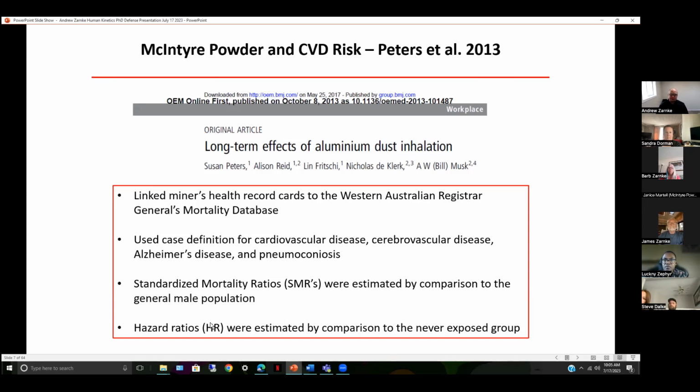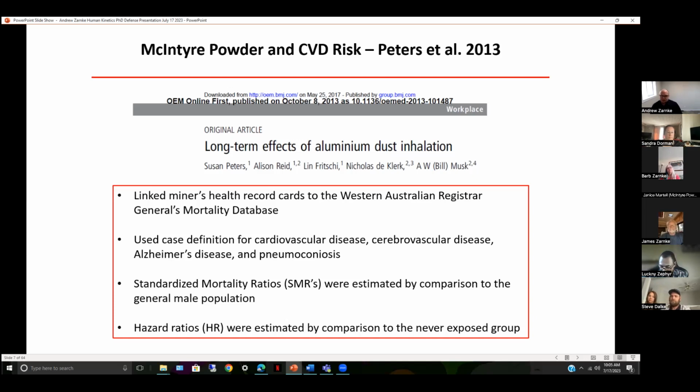So they had a very similar design as the study I'm going to describe in this thesis. They had a mining master file. They used case definitions for cardiovascular disease. And they estimated standardized mortality ratios by comparing it to the general population in Australia.